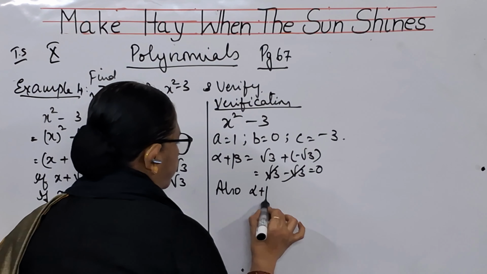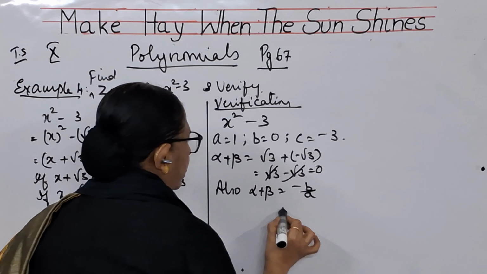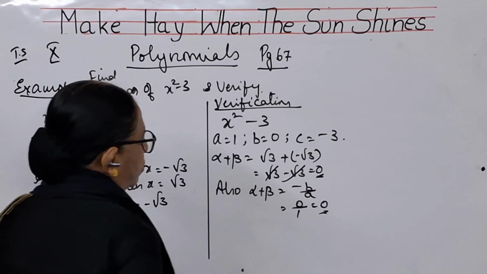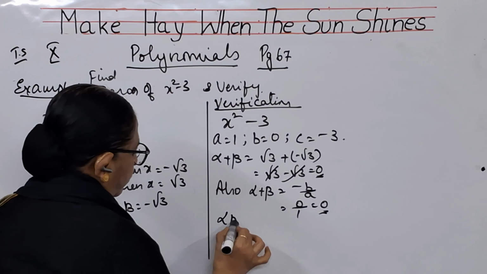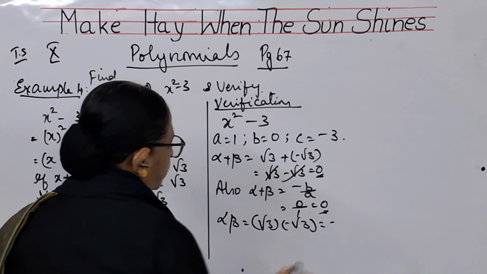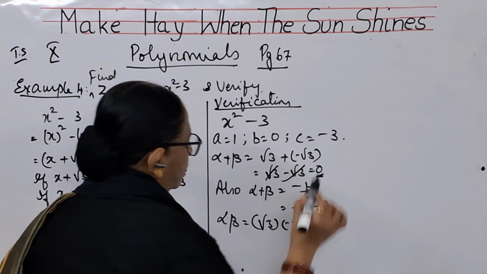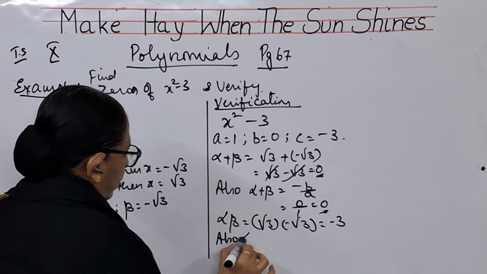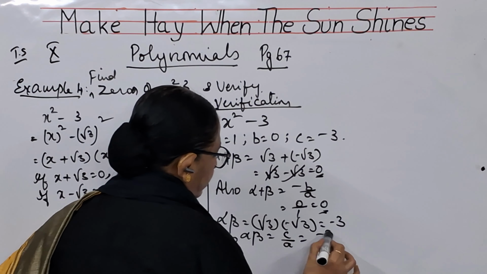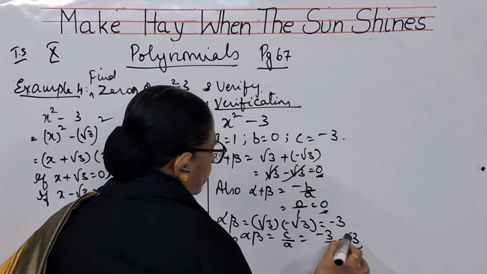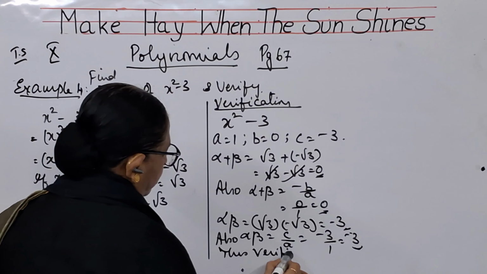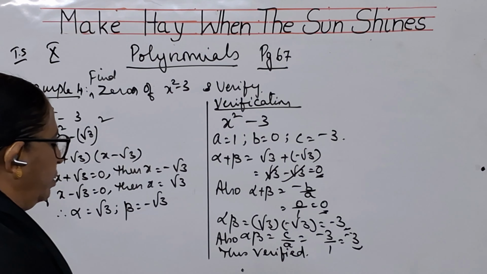Also, alpha plus beta is equal to minus b by a. What is b, children? 0 by 1. That is equal to 0. So, you have done this. And alpha into beta is root 3 into minus root 3, which is minus 3. Also, alpha into beta is equal to c by a. What is c, children? Minus 3 by 1, so minus 3. So you have got both same, thus verified. You have verified the given problem in this way.